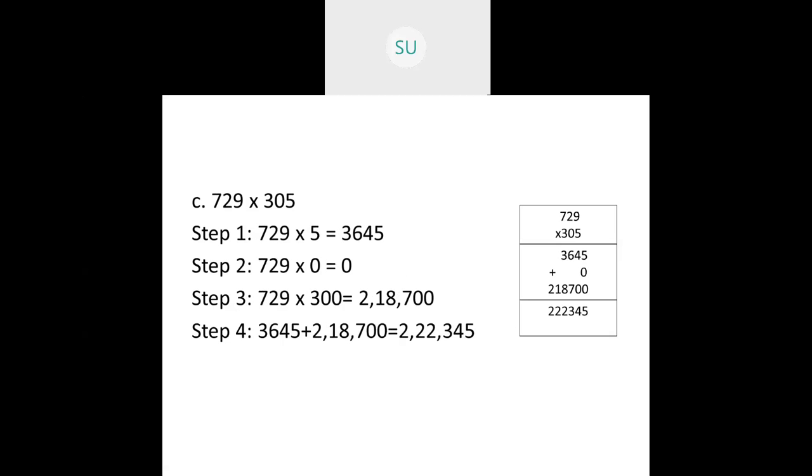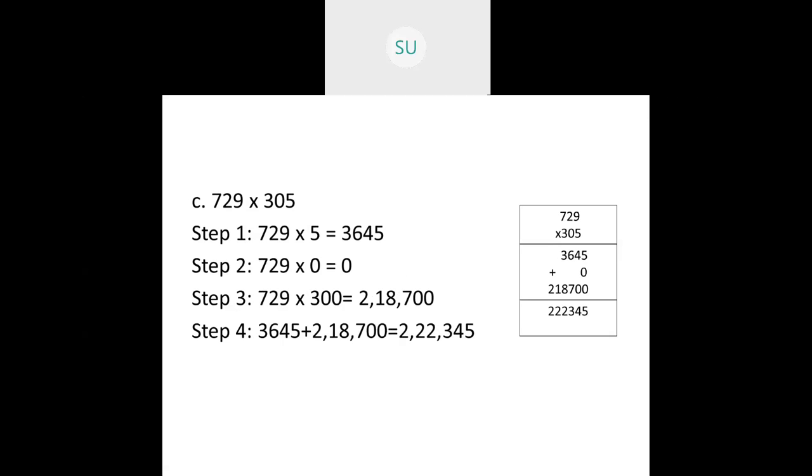Now question C, 729 into 305. The first step is you will multiply it with 5. So 729 into 5 will be 3645. Now we multiply next with the digit in the tens place. Here is 0, so 729 into 0, anything multiplied by 0 will be 0 only. So 729 into 0 is 0.